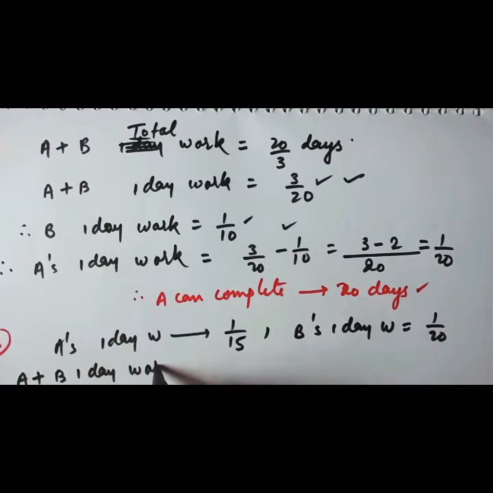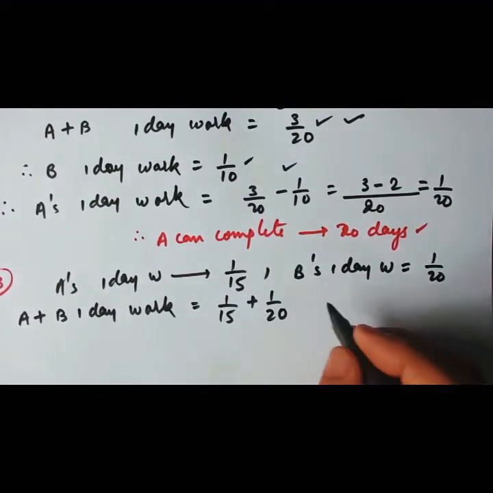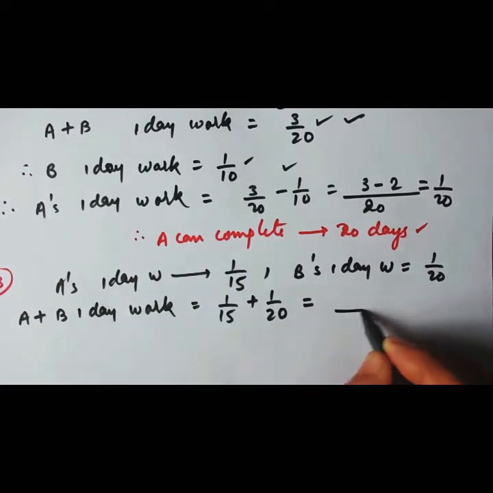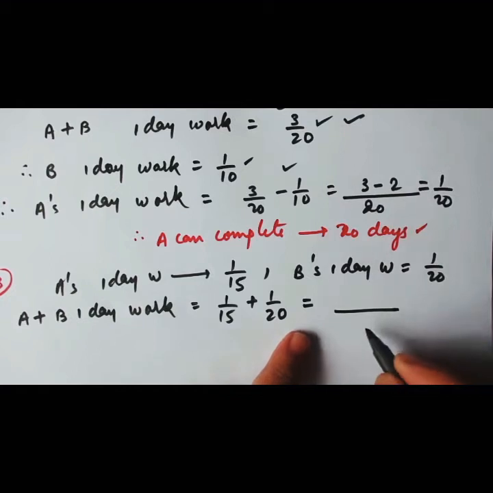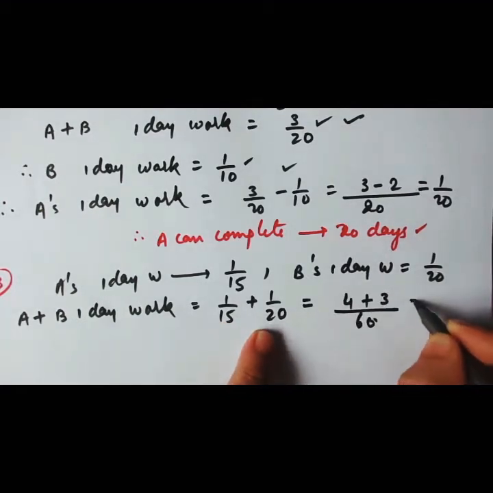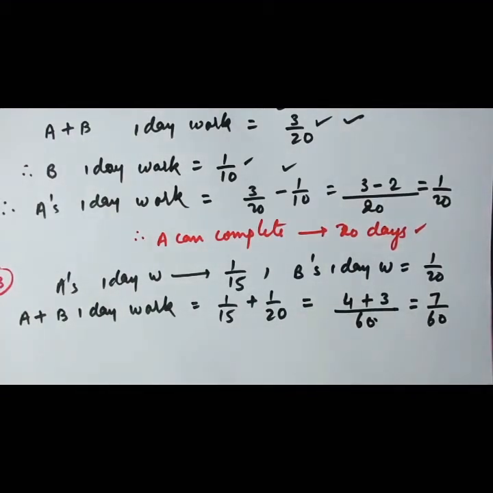1 day work. It will be how much? So 1 day work will be equal to 1 by 15 plus 1 by 20. And this is equal to how much? Let's find out the LCM of 15 and 20. Then we will add these fractions, and what we will get? 7 by 60. So A plus B's 1 day work is equal to 7 by 60.